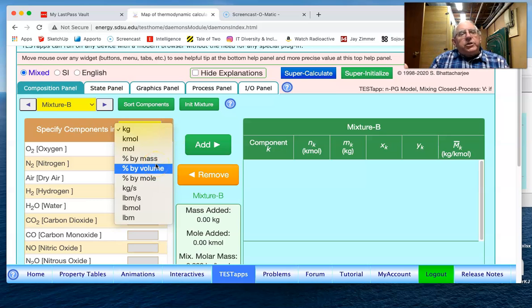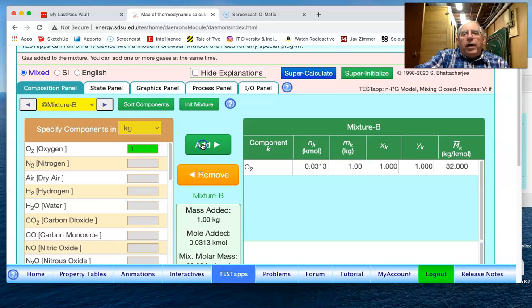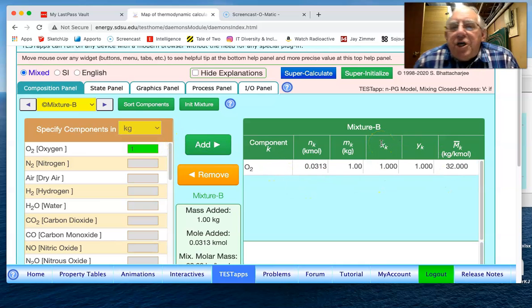When we set up these mixtures, we really don't need to know the total amount. Okay, all we're doing is putting it in on a percentage or a certain mass amount. And then once we assign the state for that particular mixture, then it will calculate the volume and other things. Okay, and so for this one right here, I put in 1 kilogram, and it just generates for us the mixture itself.